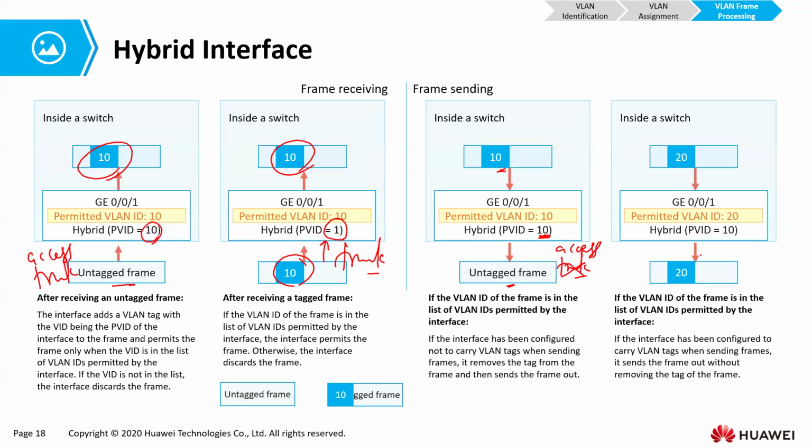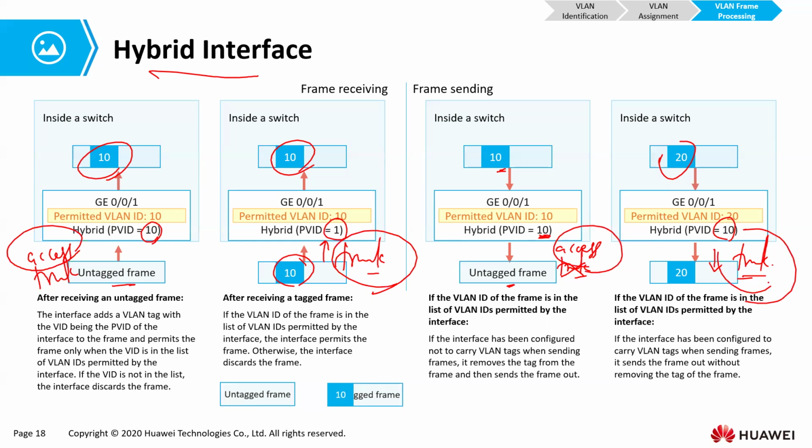Then the last one, inside the switch, VLAN 20, does not match, so it leaves tagged like a trunk. So you can see why it's called a hybrid interface. Here it acts as an access, here as a trunk, here as an access, here as a trunk. That's why it's called a hybrid interface.